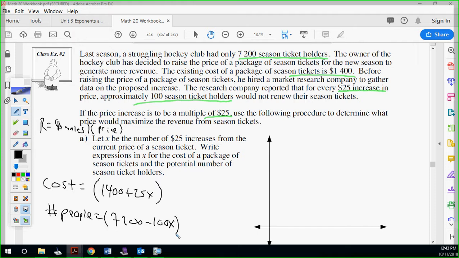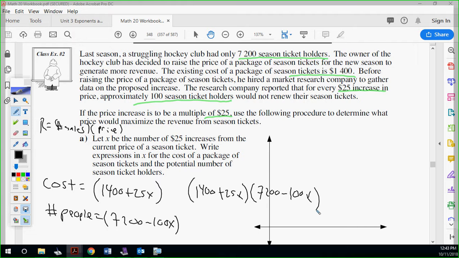So we have the cost, which is 1,400 plus the $25 raises. For every x of raise, we lose 100 people from the 7,200. And those two numbers multiplied will give us our revenue, right? Number of people times the money we're charging. Everybody with me? Okay. So now if you're saying, well, where's the quadratic? We have to multiply these, right? I'm going to come into the graph a little bit here. So we just need to FOIL this out to get an equation, because you're going to get that x squared.